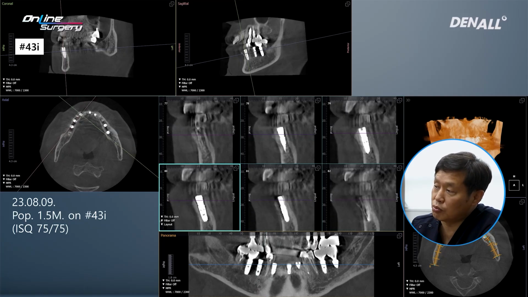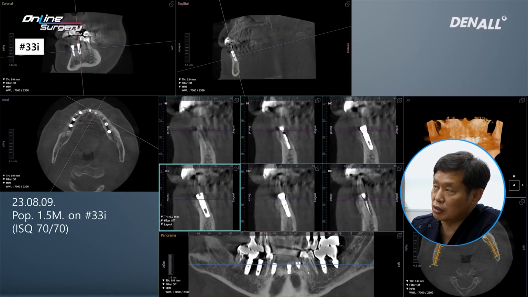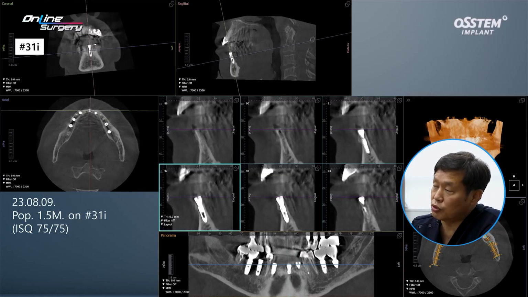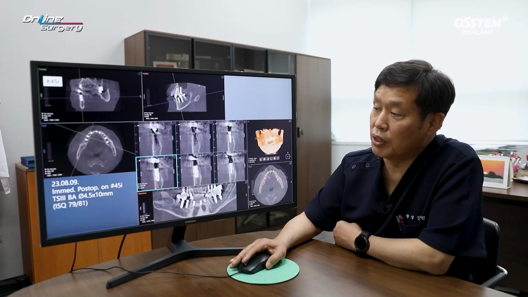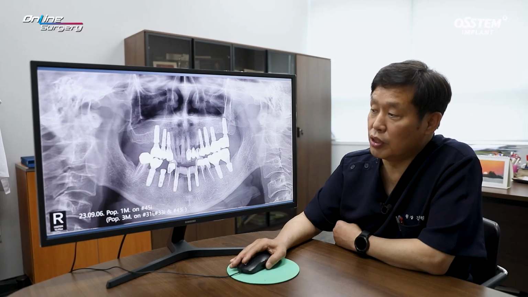In number 43, after surgery, it's been 1 month and a half. The bone is nicely maintained despite being only 1 month and a half left. And there's bone. 3.5 was placed and a significant amount of bone graft was done. Number 31, the ridge was tight, but bone graft was done. In number 45, it's been 1 month and a half.